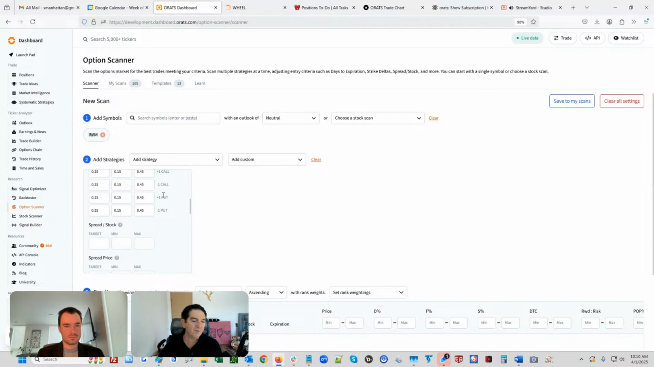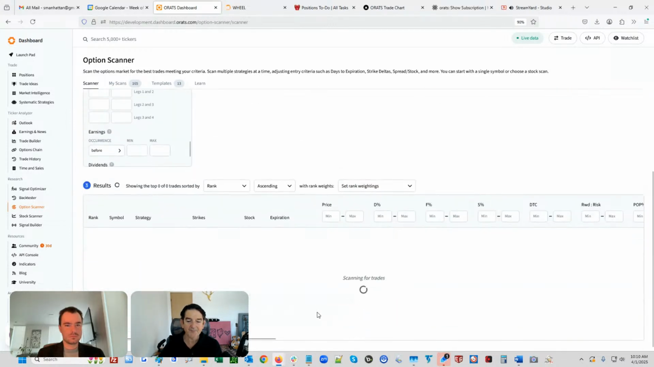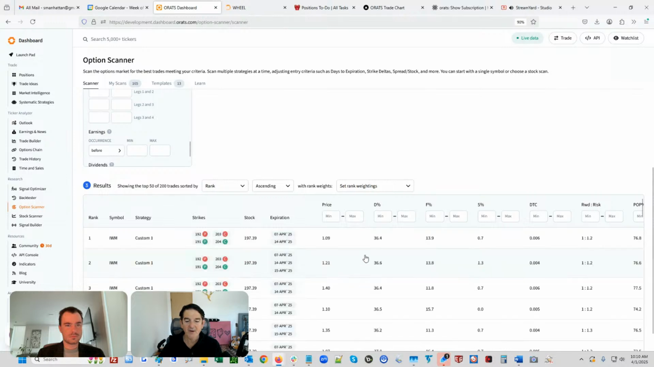So you say leg 2 minus that one is a negative. Sometimes I get confused on these, but let's see if we've got anything. So now we didn't find any, but now we're finding some. Okay, right. So we found some.